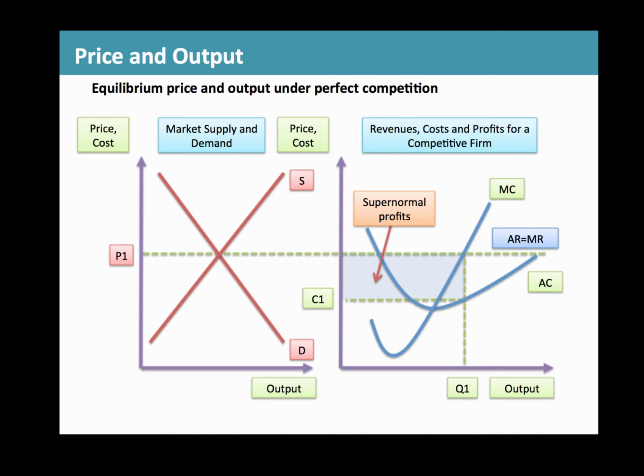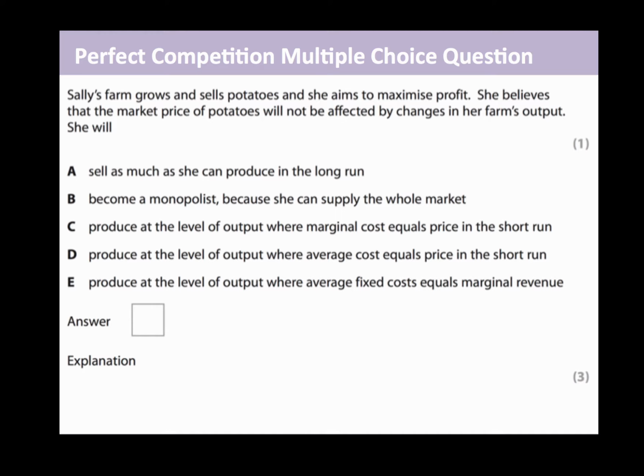Let's have a look at a multiple choice question. This is really for the Edexcel students amongst you. The competition appears quite regularly on the paper. So here's a question. Sally's farm grows and sells potatoes, and she aims to maximize profit. This bit is really key. She believes that the market price of potatoes will not be affected by changes in her farm's output. Now that phrase, the market price of potatoes will not be affected, really gives you the clue that we're talking here about perfect competition. So clearly B, for example, is going to be wrong.